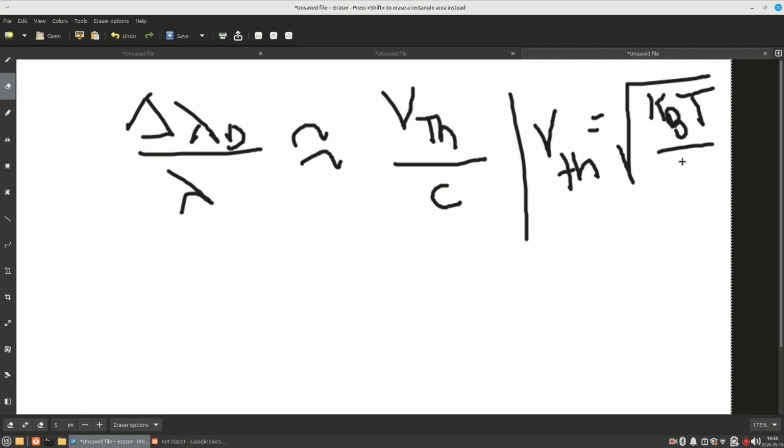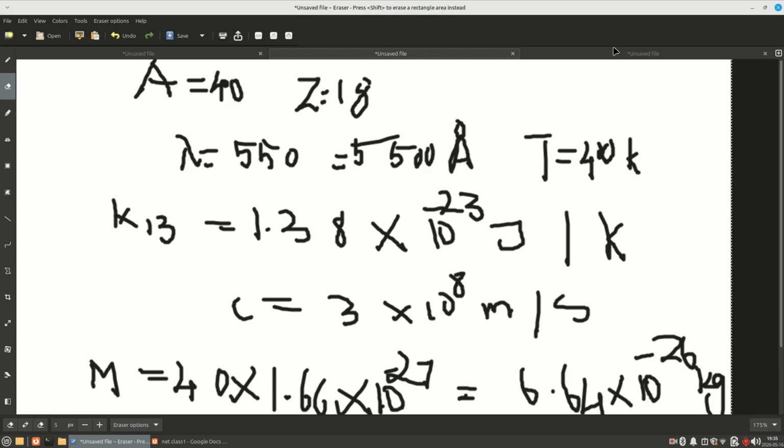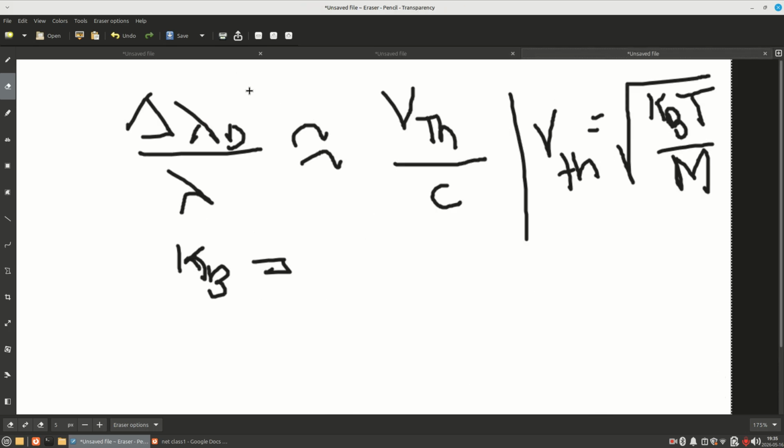This thermal velocity has a value of the square root of Boltzmann constant times temperature divided by mass, and we are going to calculate this kBT first. I have already pre-calculated this value. You already know that the Boltzmann constant is around 1.38, and with the temperature around 400, we get around 5.52 into 10 to the power of minus 21 joule.